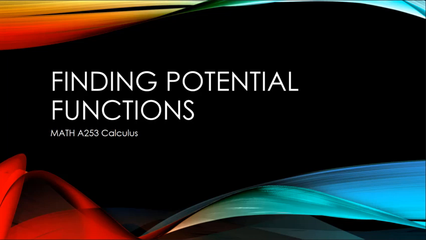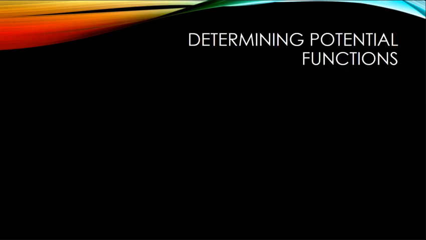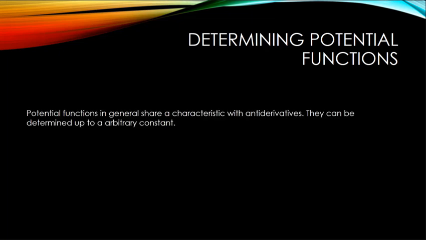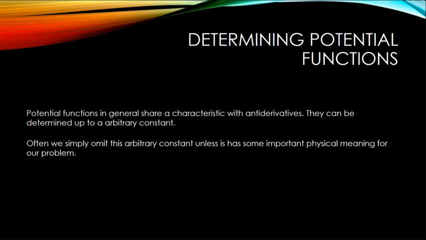In order to be effective at being able to work with conservative vector fields, we need to be able to find potential functions, and that's what we're going to look at in this video. In order to determine potential functions, we need to understand some general characteristics of potential functions. Potential functions share a characteristic with antiderivatives. That is, that they can be determined up to some arbitrary constant, but we often omit this constant unless it has some important physical significance in terms of our problem.